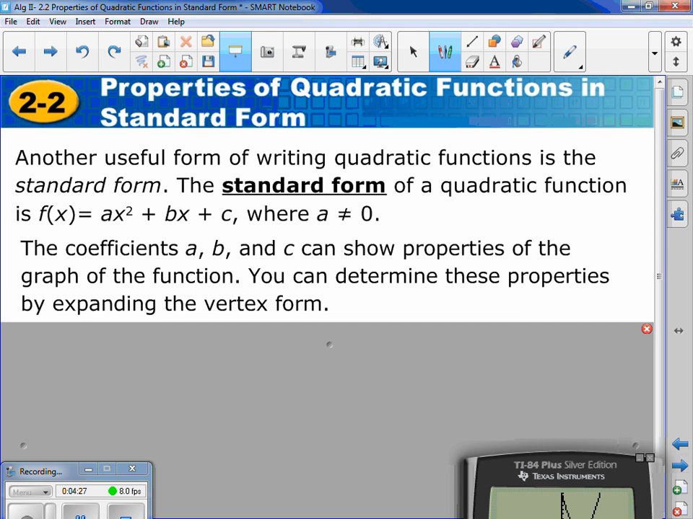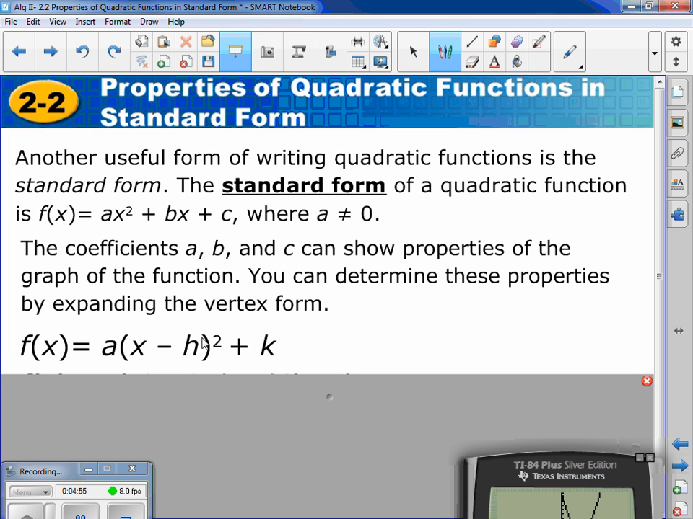The coefficients, a, b, and c, those are the numbers that are in front of the variables. They can show you the properties of the graph of the function. We could either learn the shortcuts, how to take standard form and get what we need out of it, or I could show you how to rearrange everything so that it'll tell it to you. Right now I'm just going to show you how to rearrange things.